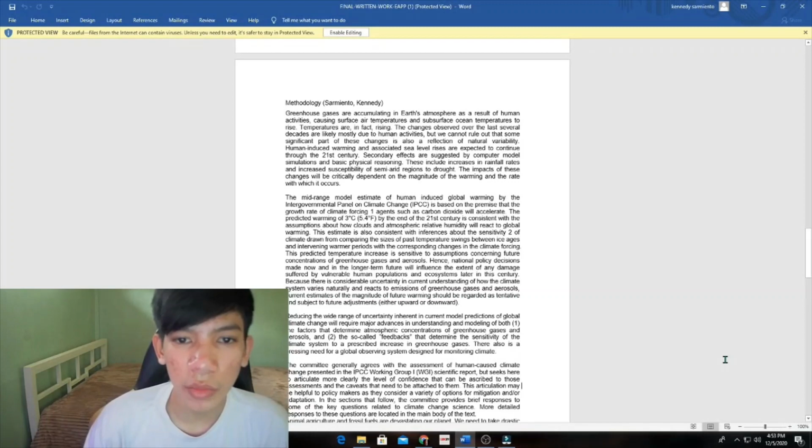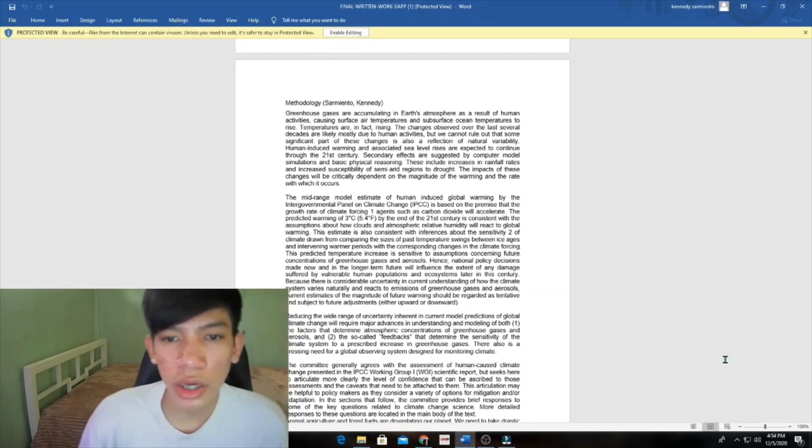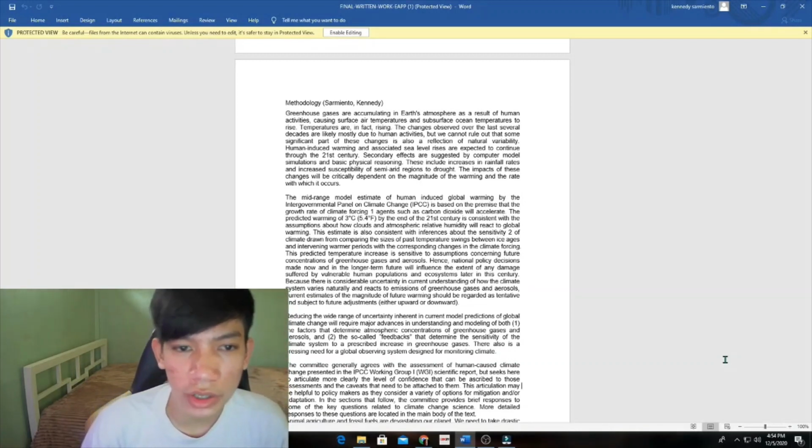Greenhouse gases are accumulating in Earth's atmosphere as a result of human activities, causing surface temperature and subsurface ocean temperatures to rise. Temperatures are in fact rising. The changes observed over the last several decades are likely mostly due to human activities, but we cannot rule out that some significant part of these changes is also a reflection of natural variability.